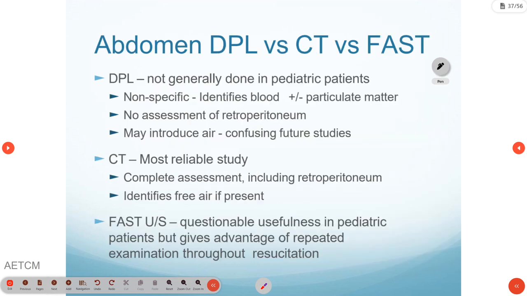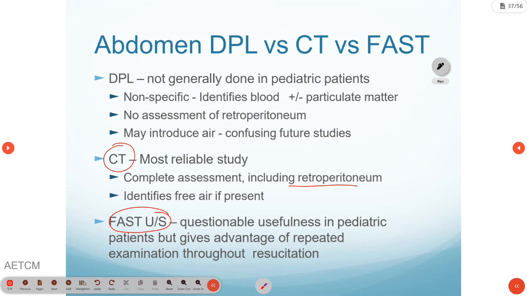Coming to the investigations, the most important and reliable investigation is the CT. The advantage is that we will be able to assess the retroperitoneum also. If there is any retroperitoneal collection, we will be able to see it on CT, and if there is any free air, we can identify that as well. But in the ER, the first investigation of choice will be FAST, that is focused assessment sonography in trauma. We will be doing FAST, but sometimes it might not be reliable because the pediatric group may not be very compliant with our examinations. They may be twisting, turning, and not compliant.